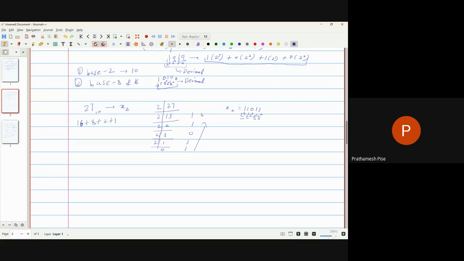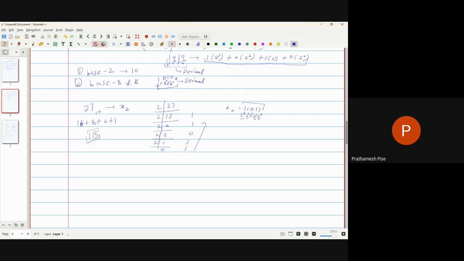Why base 8 and base 16? As I have told you, base 8 and base 16 are used to represent very long binary numbers in a compact way. Like in base 16, this 27 can be represented in a much more compact way: 1 and the remainder is 8 plus 2, 10, 11. So it will be 1B. Here it took just two places, and in binary it took 5 places.